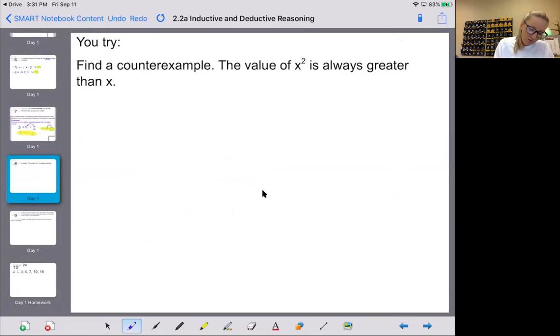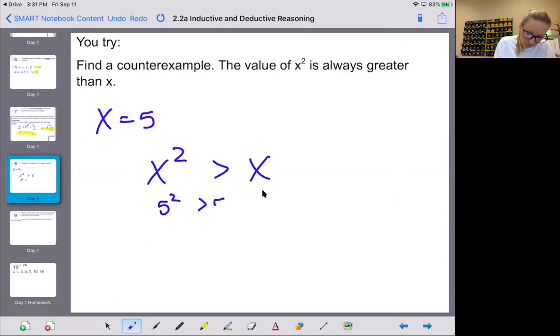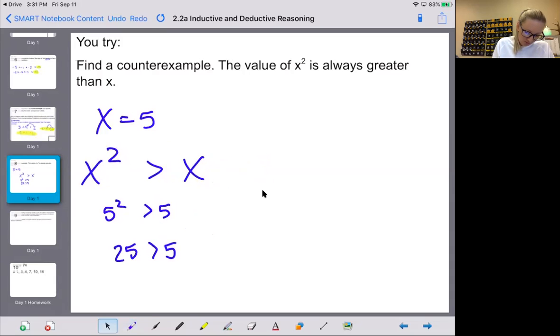Okay, so let's say that x equals 5. So is x squared greater than x in this case? Well, is 5 squared greater than 5? Well, of course, 25 is greater than 5, right? So that works. So that's not a very good counterexample because that's true. We want to come up with something that's false. What do you think, guys? What can make this false?